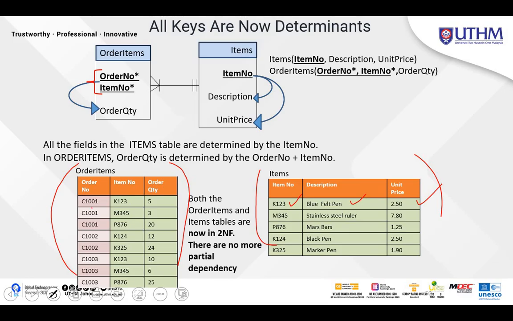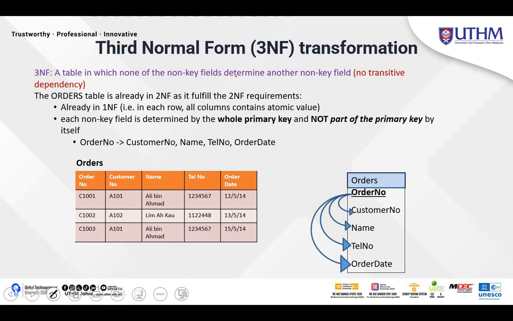So order C1001, they have the item. So one single order, they have multiple items. See, that is why they say one to many. One item can be ordered in many orders. So two persons can come to the mama shop and order the same mee goreng. Okay, so something like that. Okay, so that is all about second normal form.